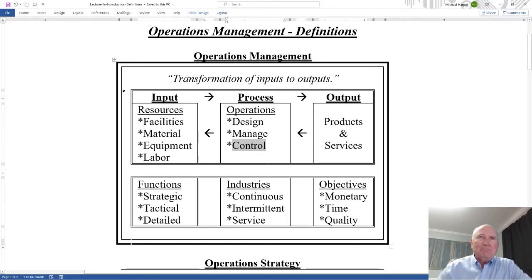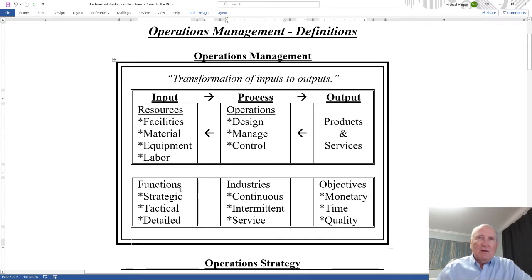But this is just a basic input-output process, and we will see this I/O process, I/O, input-output, over and over and over again in this course. I will use this, but then change the inputs and outputs when I have different topics. But this can be expanded into functions, different industries, and different objectives. Again, this is just an overview of the introduction to the definitions within operations.